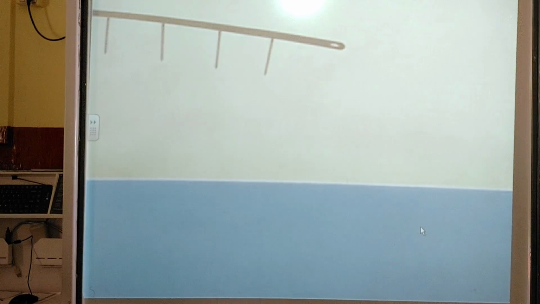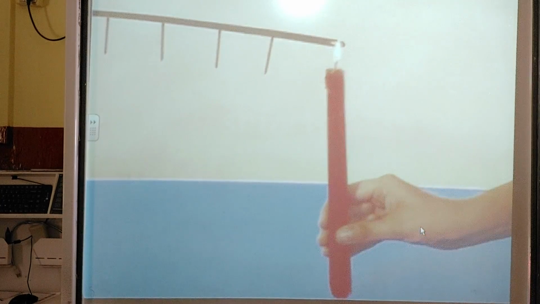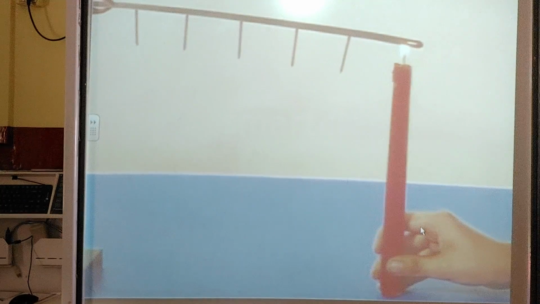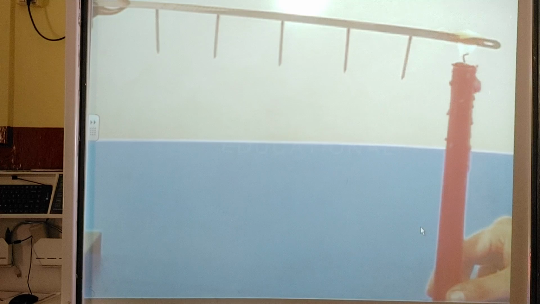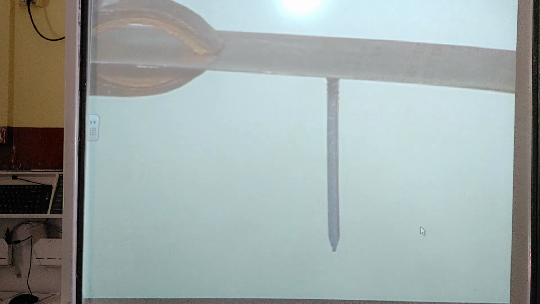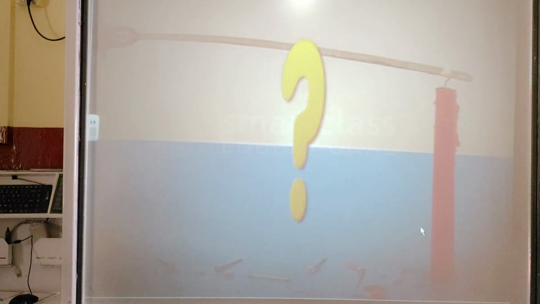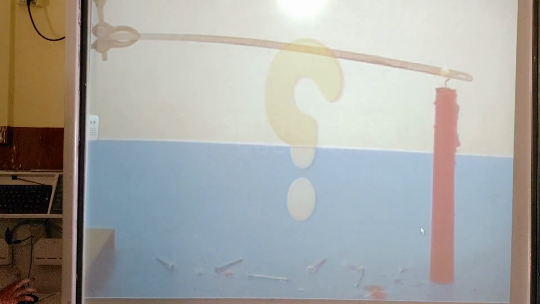Next, light the candle and place it under the free end of the metal strip to heat it. Observe carefully. The nail nearest to the flame falls first, then the next nail. Here's the third one, the fourth one, and now the farthest nail falls. But why do these nails fall? Have you seen how the nails have fallen?